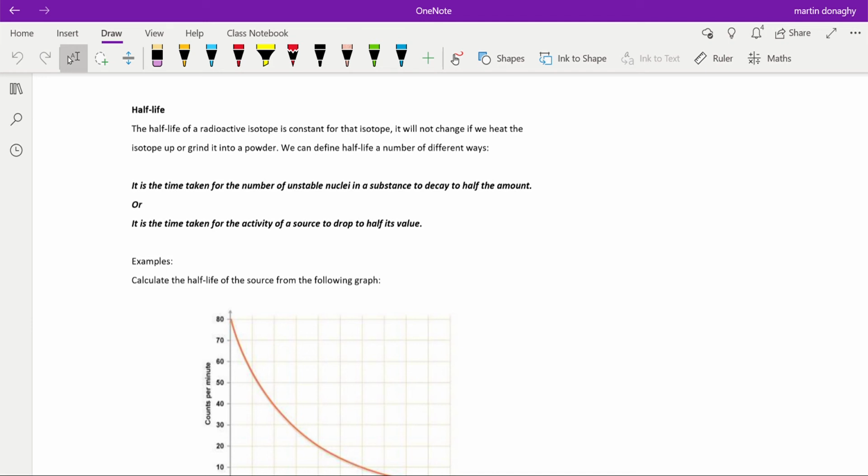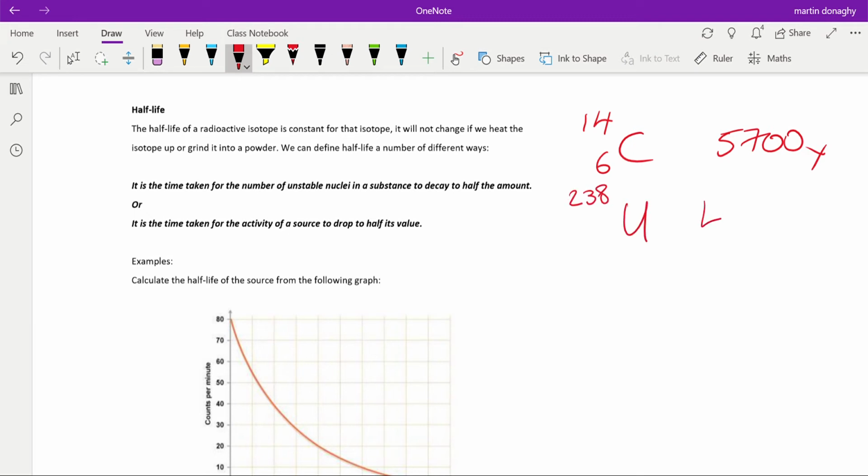So this term half-life is a very important term when it comes to radiation, okay? And different isotopes have different half-lives. So for instance, something like carbon-14 has a half-life of about 5,700 years. Something like uranium-238 will have a half-life of 4.5 billion years. So there can be vast differences between them.